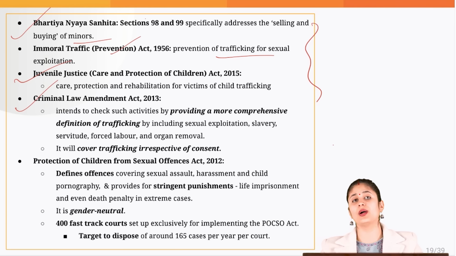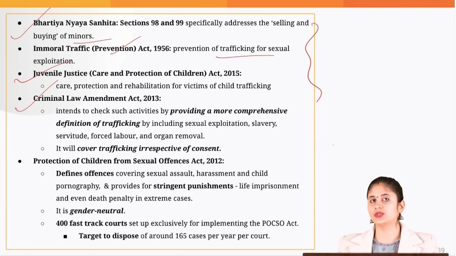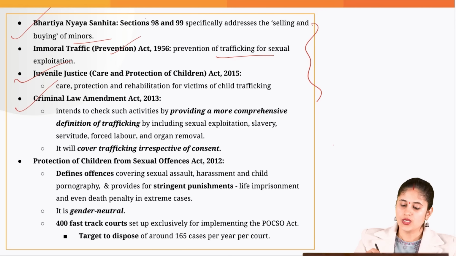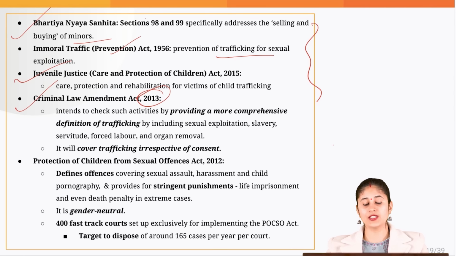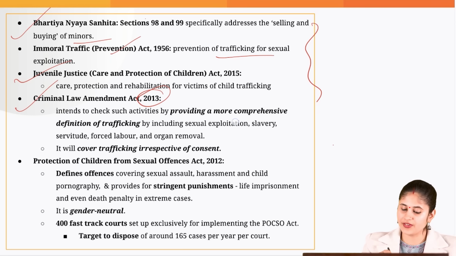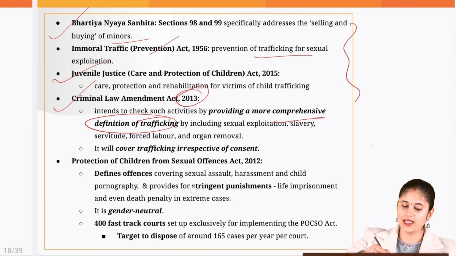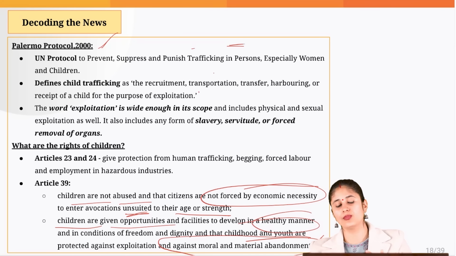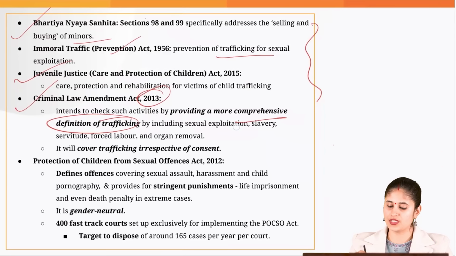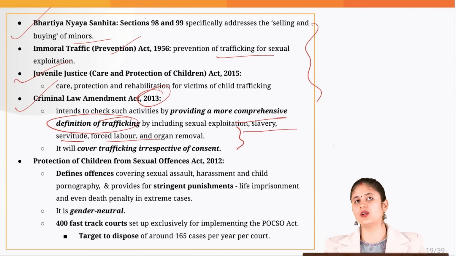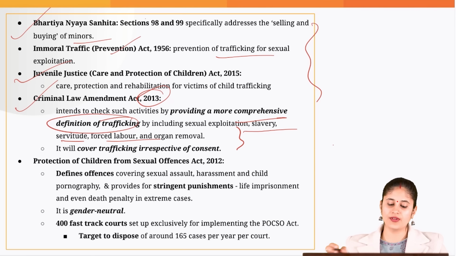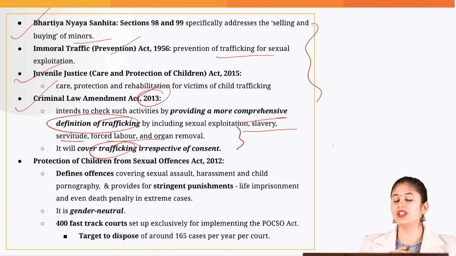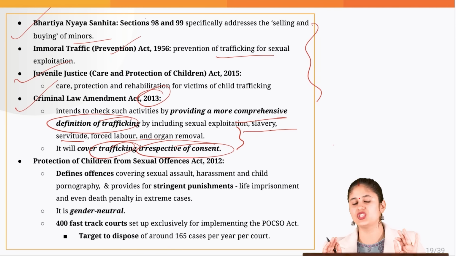Then we have the Criminal Law Amendment done in 2013. This particular act has provided the comprehensive definition of trafficking, the way we had in the UN protocol, that is the Palermo Protocol. As you can see, the same definition. It also covers slavery, servitude, forced labor and organ removal. And it also covers trafficking irrespective of the consent given by the minor child.